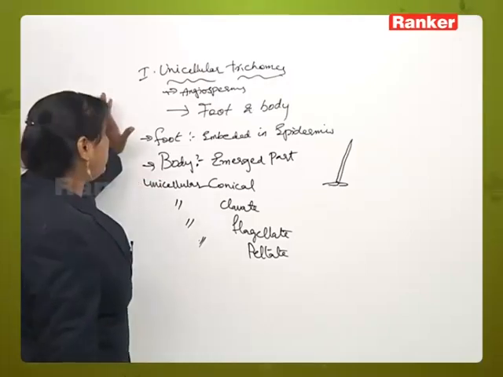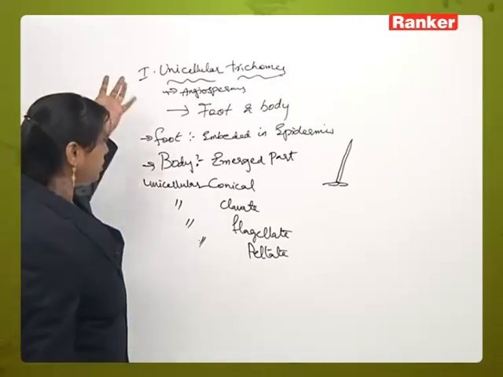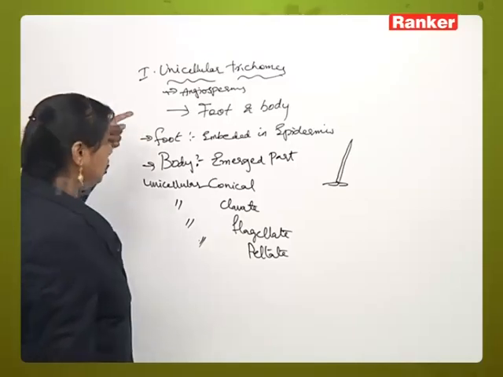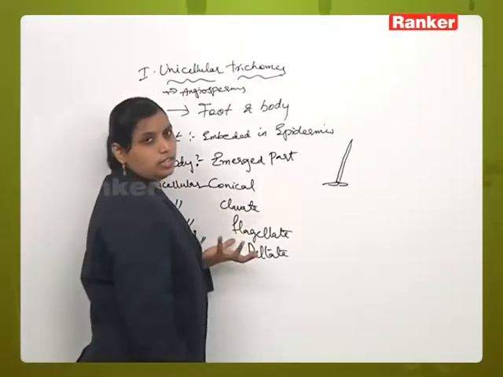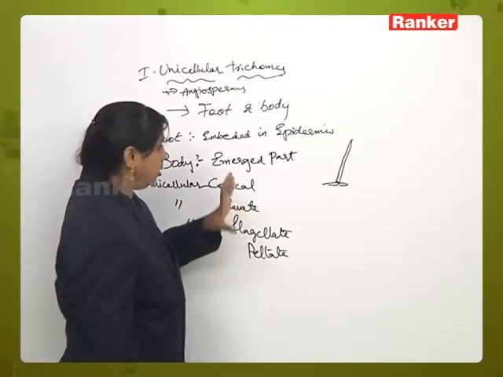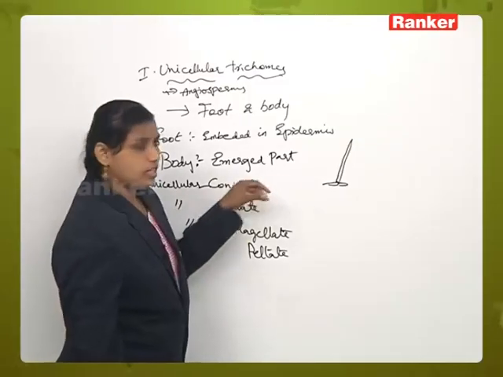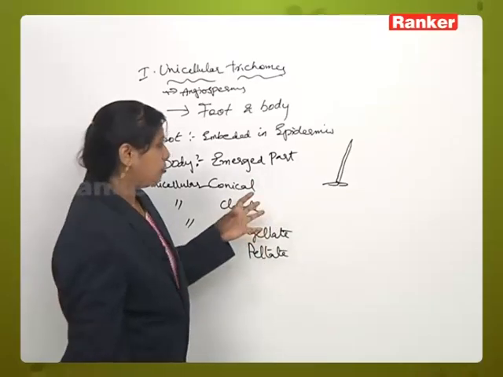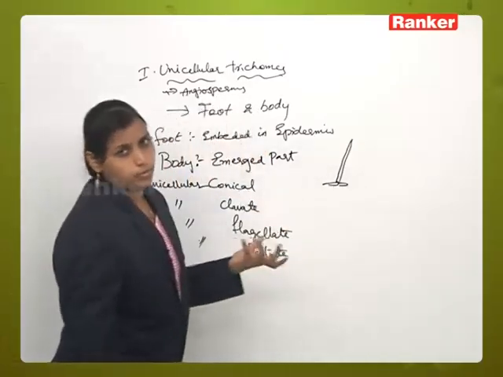Now we have different types of unicellular trichomes which I will be writing with examples. This is what we are going to study further with examples, and we will not go into detail on what is what. I will be giving the example for each type of trichome, which may come under your multiple choice questions.